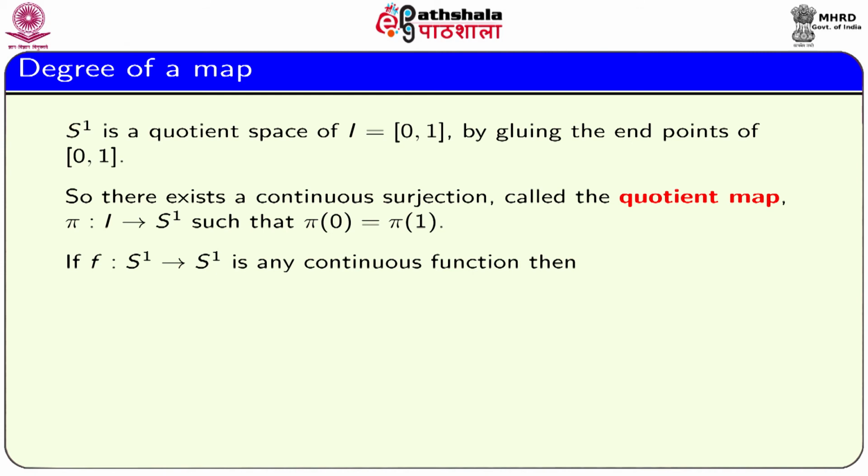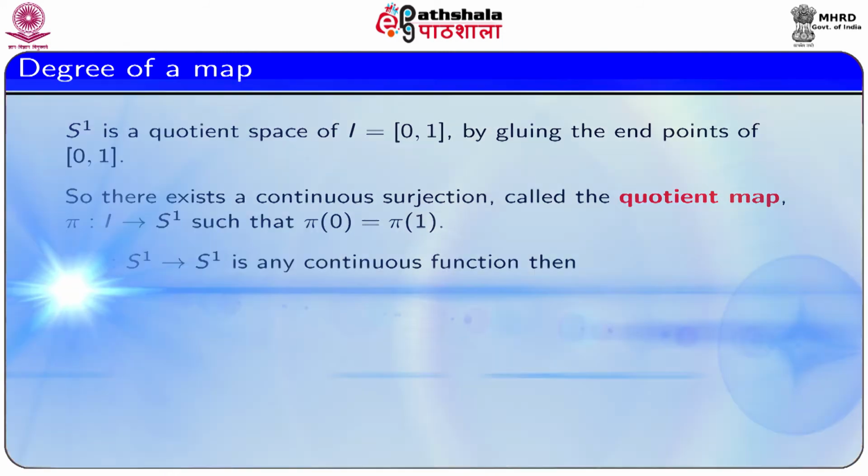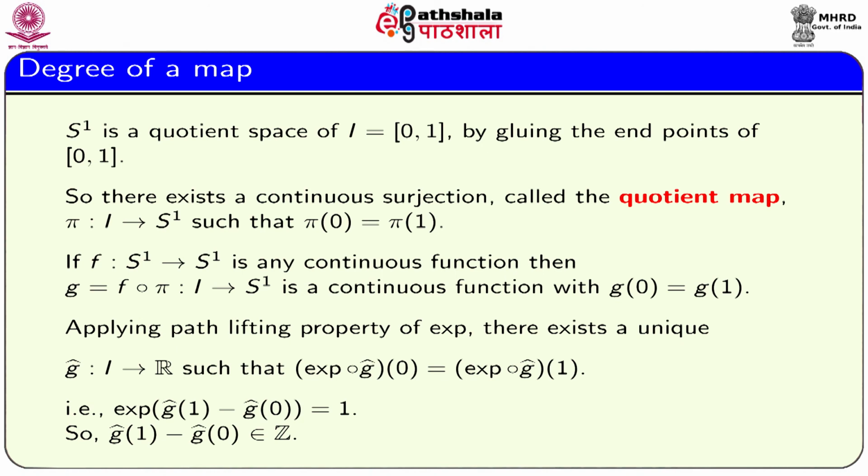Now, let us take f as a function from S1 to S1, which is continuous. Then, if we compose f with the quotient map pi, then f composed pi will be a function from I to S1. This composition f composed pi we denote it by g. This is again a continuous function with g(0) equal to g(1).